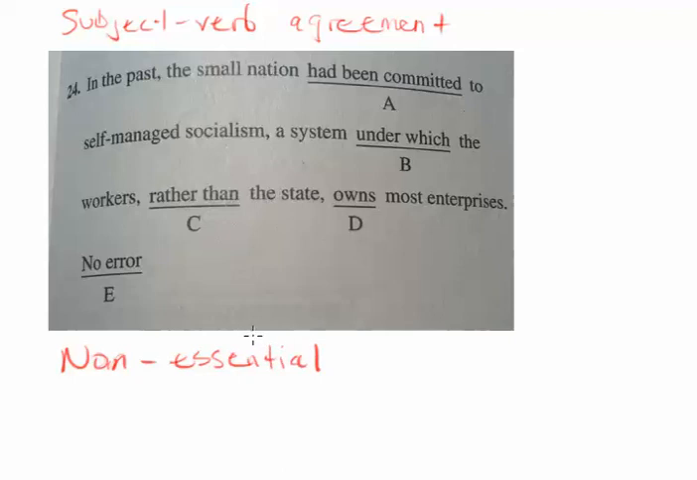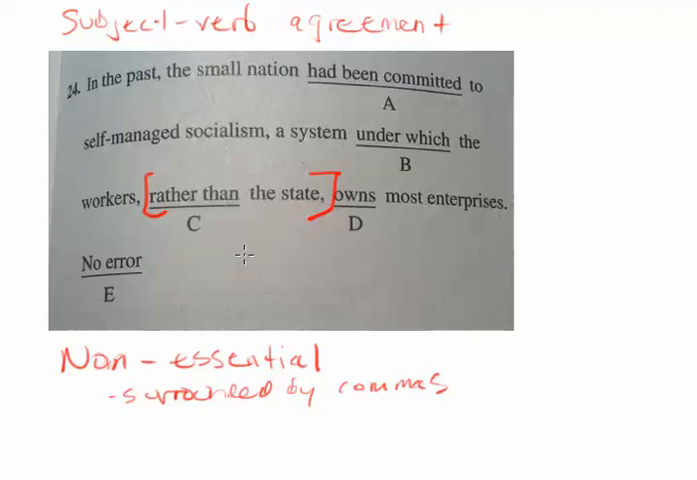So there's a couple ways we check for this. A lot of times it's going to be surrounded by commas. It's not enough to find something that's surrounded by commas. We have to try to read the sentence without the phrase, and the sentence will still make sense. So the phrase I'm talking about in this one is "rather than the state." So notice the commas kind of bracketing it off. Now let's try reading the sentence without that phrase.